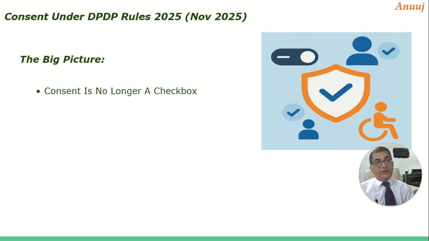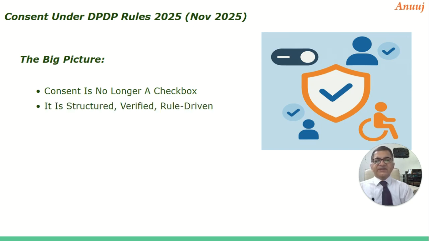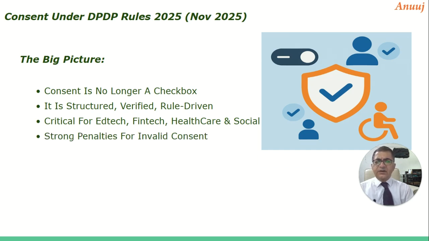Remember, when we talk of DPDP, when we talk of privacy, don't worry about the compliance. Take these rules as a guideline to optimize and make your business better, to provide better service to your customers, to ensure that they keep trusting you for sharing their personal information with you. Make a structured, verified, rule-driven consent mechanism, especially for tech, fintech, healthcare, and social media companies. Because in social media, there could be a lot of loss of data. Social media can even get you locational information of an individual, which can be misused. And be clear that there could be strong penalties if the consent is not valid.